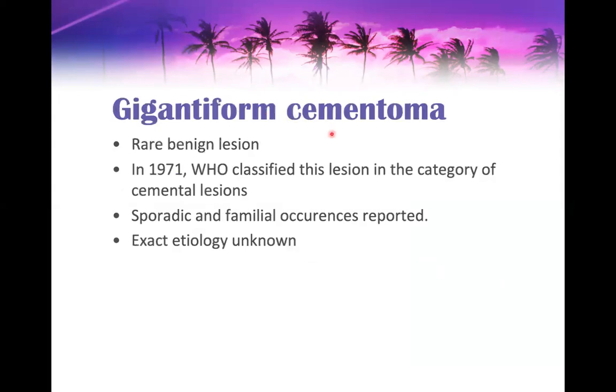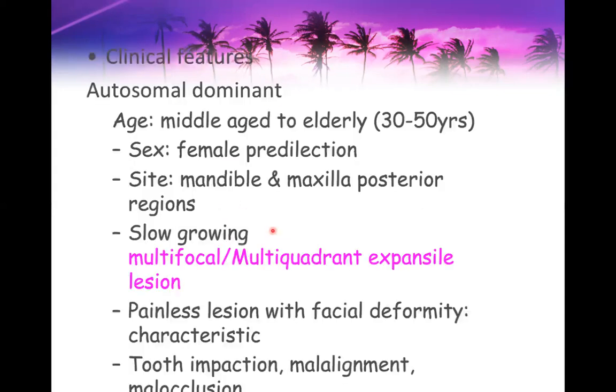Gigantiform cementoma is the hereditary part of these reactive dysplasias. It is a rare benign lesion and it has sporadic and familial occurrence. Exact etiology is unknown.